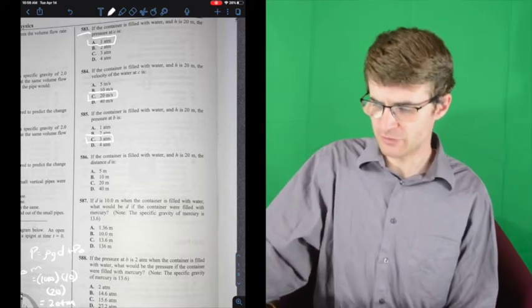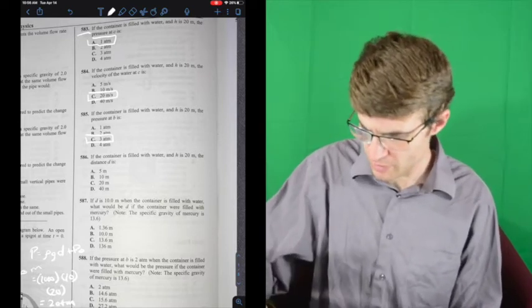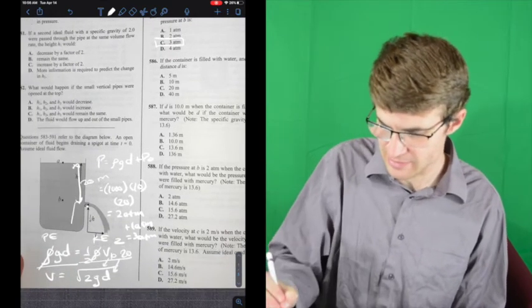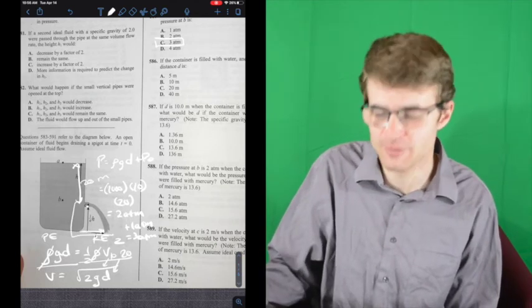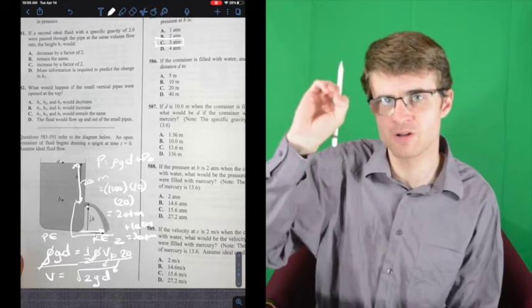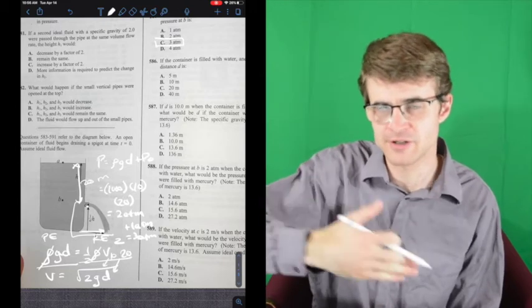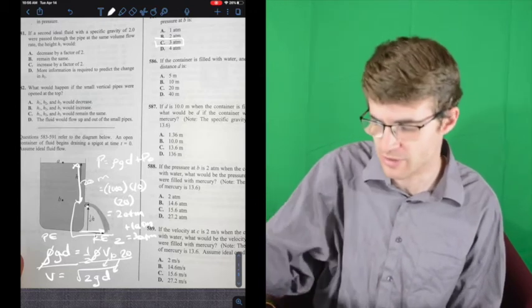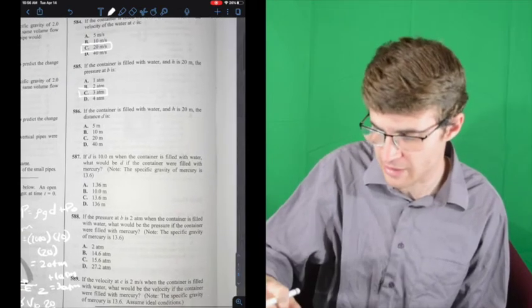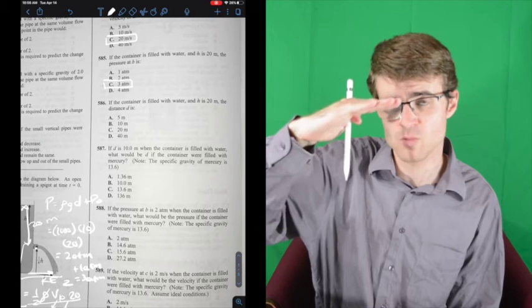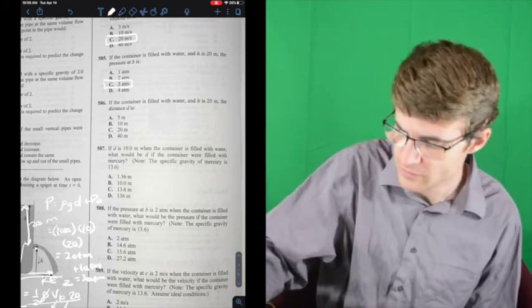If the container is filled with water and h is 20 meters, what is the distance d? How far does the water reach out? Well, that's a projectile motion problem. How far does a ball land from the base of a cliff if it's thrown horizontally at 20 meters per second? So I'm going to try to do this as quick as I can using a kinematic. How long does it take water to fall 5 meters?